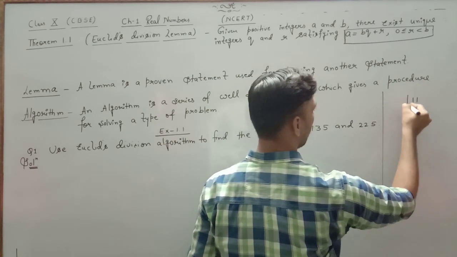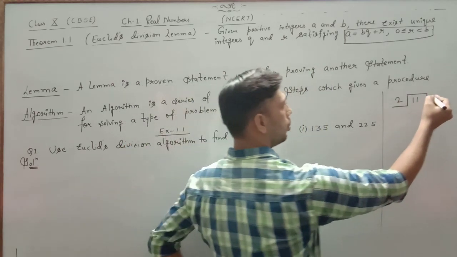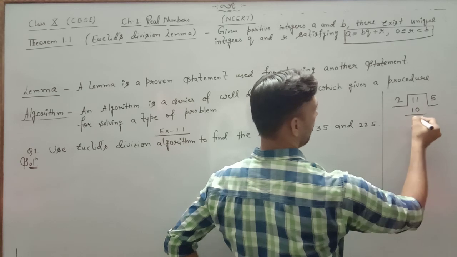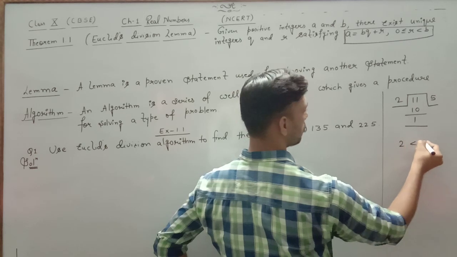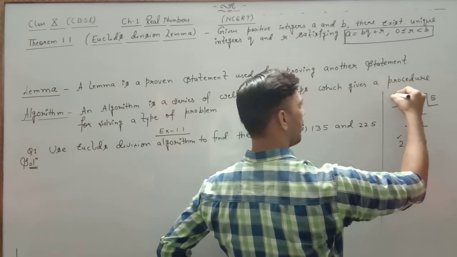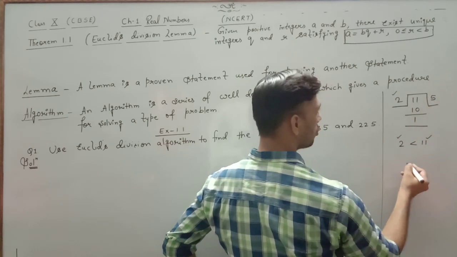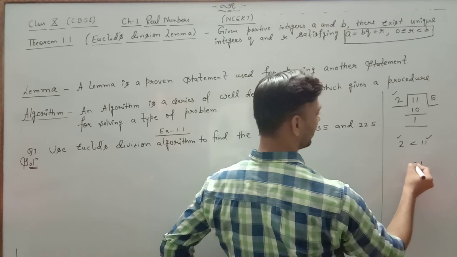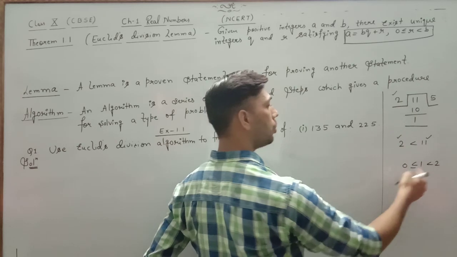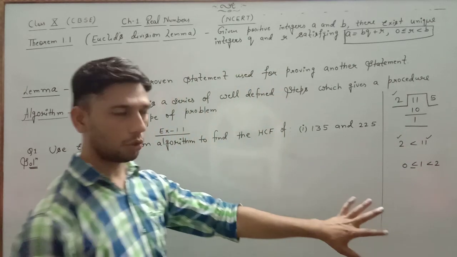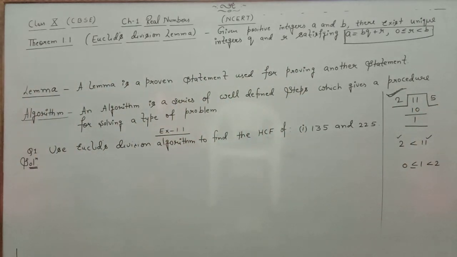Suppose one example is 11 and 2. These are the two numbers. 2 fives are 10, remainder is 1. See here, in this condition, 2 is less than 11, and 2 is the divisor and 11 is the dividend. Similarly, this remainder is always between 0 and 2. Equal to 0 is possible but not equal to 2. This is the condition. So this is called Euclid's division lemma.